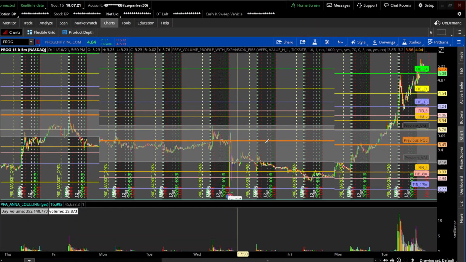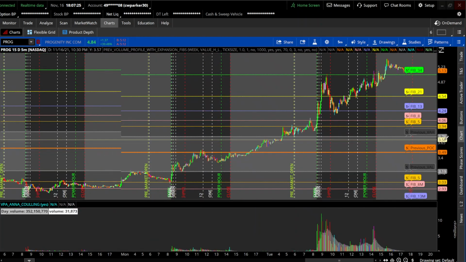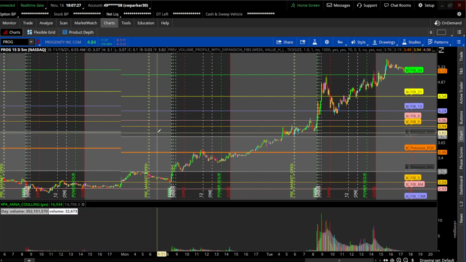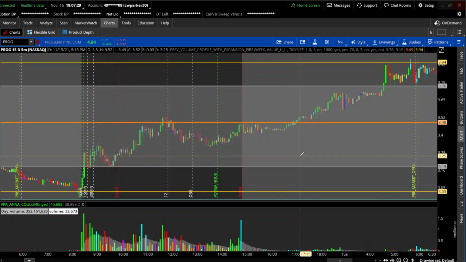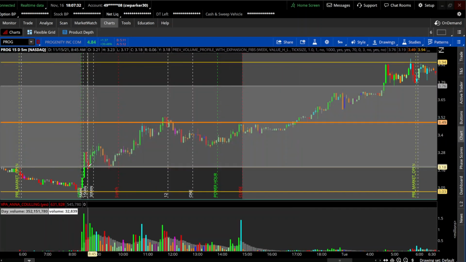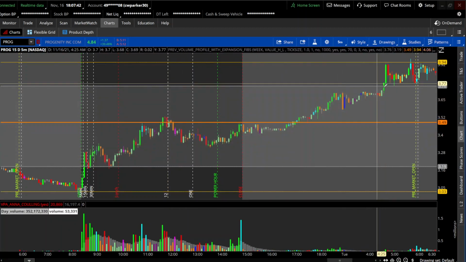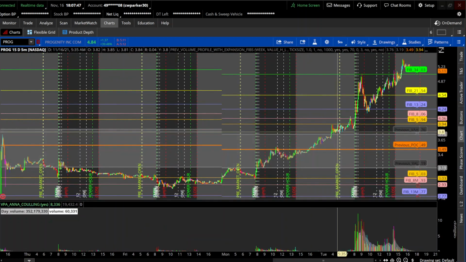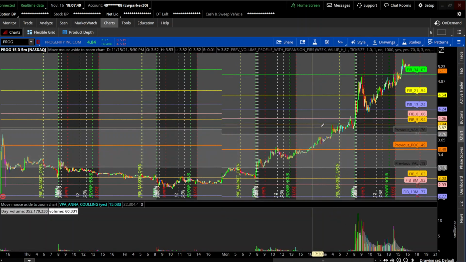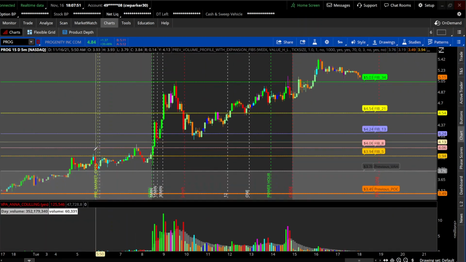This is just showing you last week's value area high and value area low. And if we put on a weekly, we can see how it responded. Once it got into the value area from last week, it really responded. It hit the point of control from last week, came back down, retested it, overcame it, and then the after hours overcame the whole value area. And this is the prior week. This is where we are today.